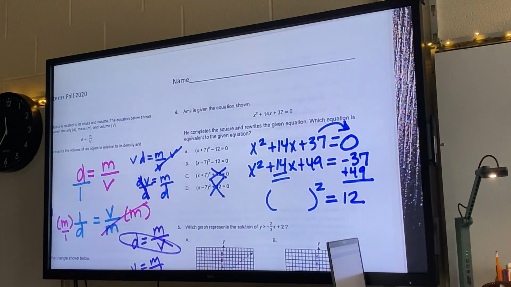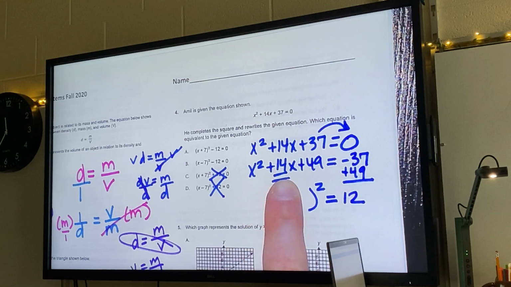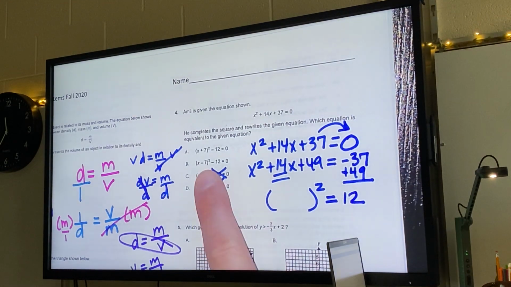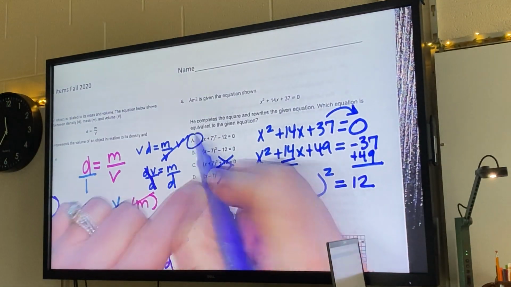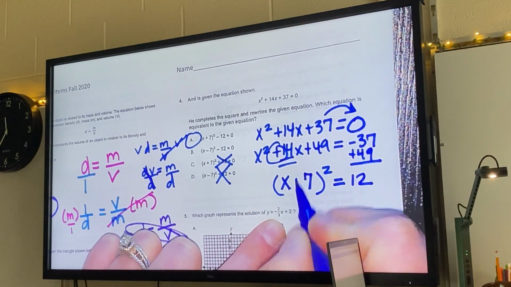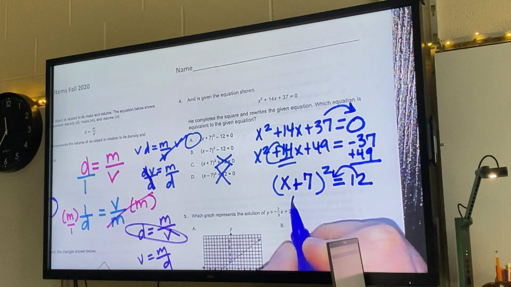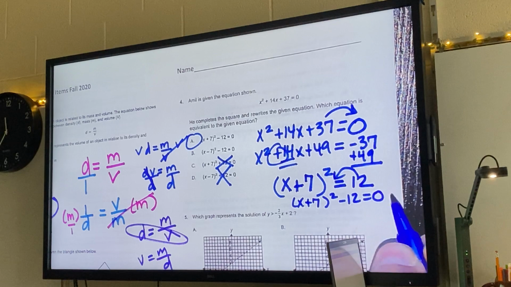So we know it can't be that. But wait, there's more. Look at your answer choices and look at this equation. X squared plus 14x plus 49. That's A. Look, it's got to be A, because there's a minus in B, and these are both positive. But, just for fun. The square root of x squared is x. The square root of 49 is 7. It's going to be a plus. And then when we move the 12, it will become negative.